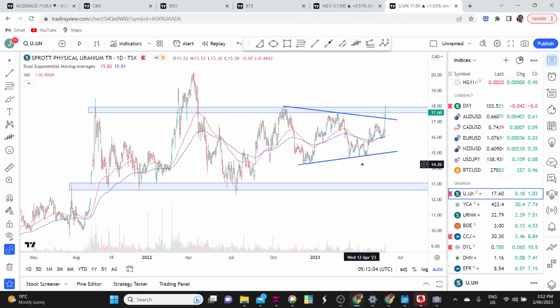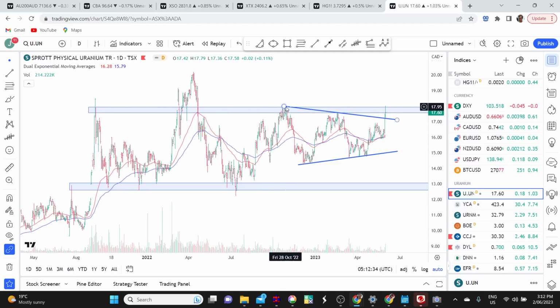So what's happened with uranium is we've actually got a breakout from this coiling pattern. I've been speaking about this in recent times. Uranium had been coiling up in this pattern, and just in the last week we've got a breakout from this pattern, and it's taken the price right up to this resistance point which comes in on this uranium ETF at around $17.80. It's not a precise resistance.